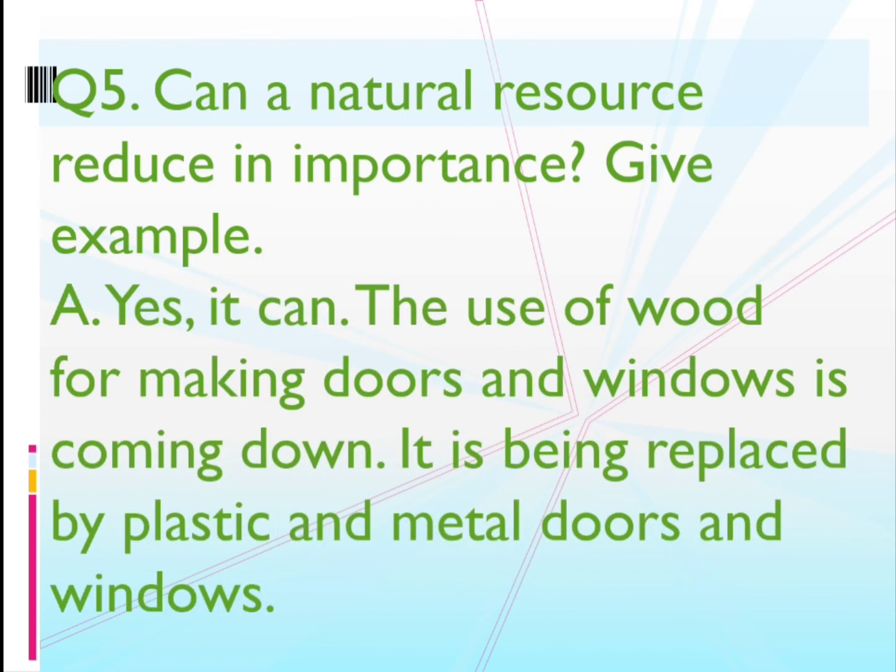Coming to your next question: can a natural resource reduce in importance? Give an example. Yes, it can. How? If the usage of wood for making doors and windows is coming down, because it can be replaced by plastic or metal doors, then the wood can be conserved, isn't it? The usage of the natural resource can be reduced, isn't it, children? So this is an example. We have taken the example of wood to show that we can reduce the usage of natural resources. Write this answer in your classwork and please learn it, children.